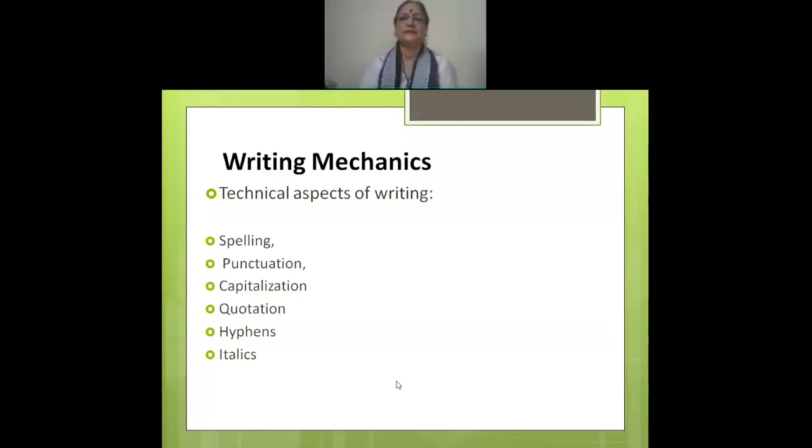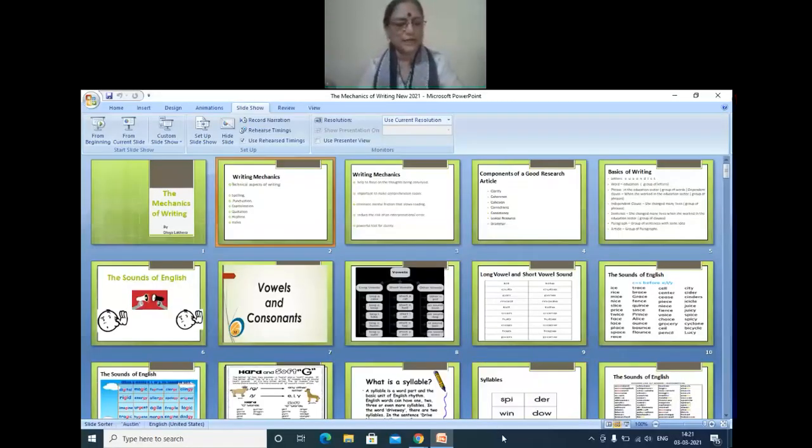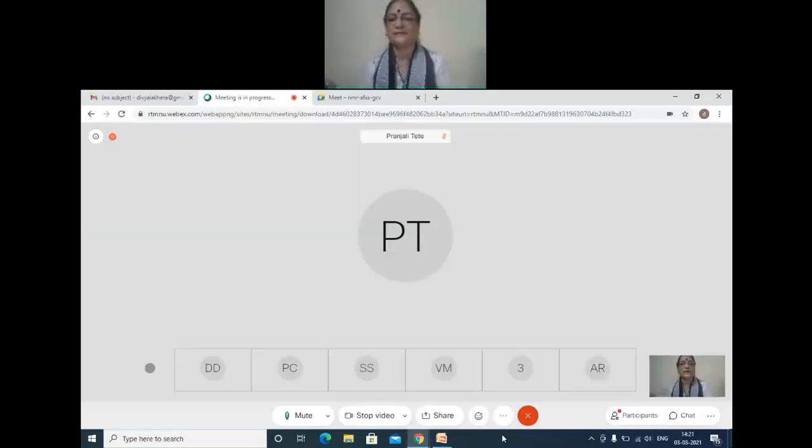अगर हमको thesis करना है, title लिखना है, तो where should I be using capital letters and where should I be using small letters? Can anybody tell me that? Capitalization. So capitalization also has certain rules. Punctuation has certain rules. Spelling has certain rules.